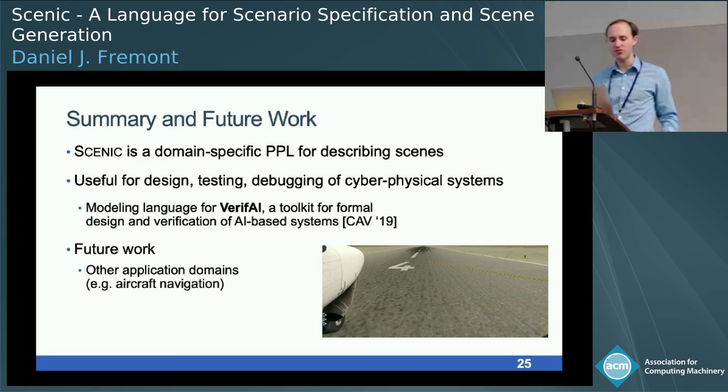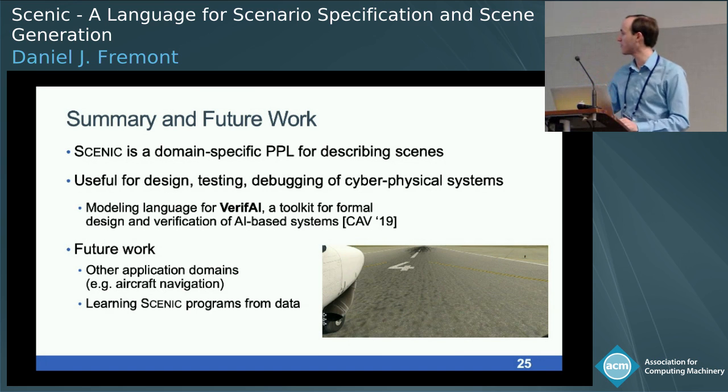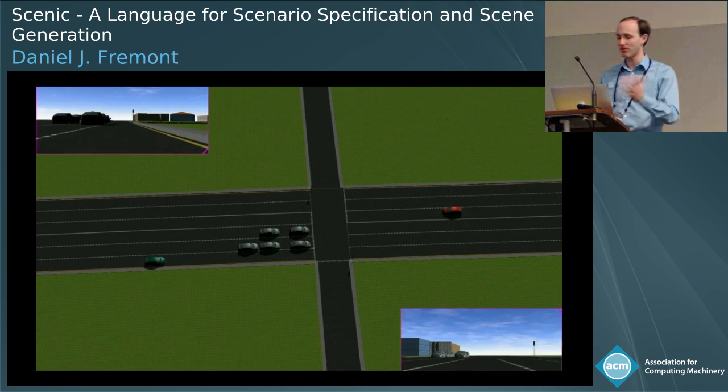One is other application domains. So for example, aircraft navigation. We have an interface to a flight simulator for generating different runway layouts and obstacles and things like that. Also interesting would be learning Scenic programs from data. And finally, encoding dynamic scenarios. So the case study I showed here was for testing a perception system. But if you want to test a controller, like the full system of the self-driving car, perception and control, then you'd like to be able to encode scenarios where things are changing over time. And we've done some experiments along those lines.